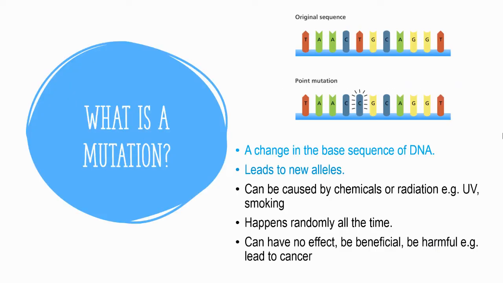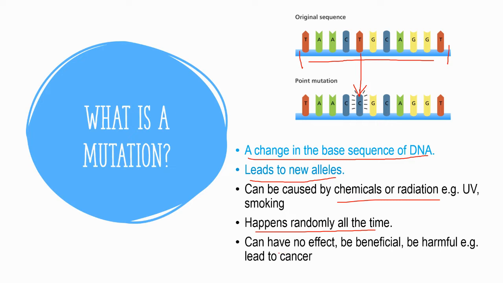So what is a mutation? It's a good idea to learn this definition. It is a change in the base sequence of DNA that leads to new alleles. So for example, in this gene, there's a section of DNA, we've got a base sequence, and then one of the bases changes. It can be caused by chemicals or radiation, like UV light or smoking or other drugs and chemicals, but it does happen randomly all the time. They can have no effect, be beneficial, or be harmful. For example, they can lead to diseases like cancer.